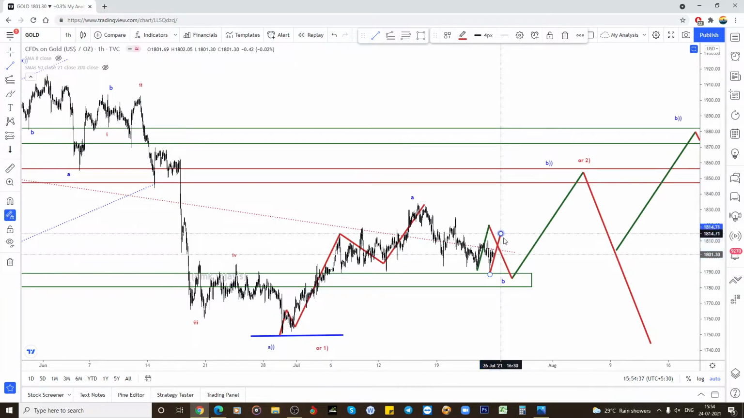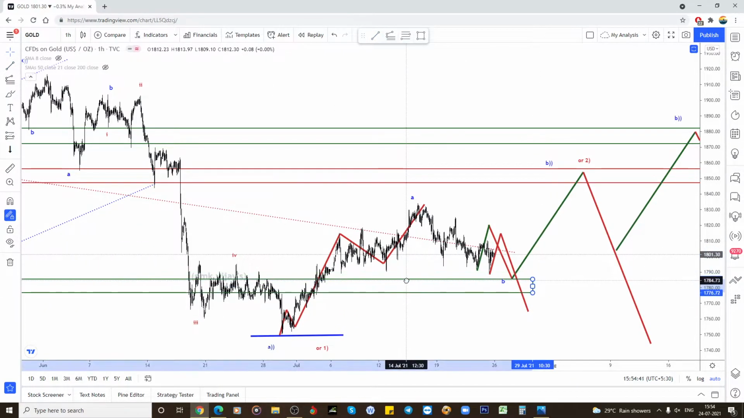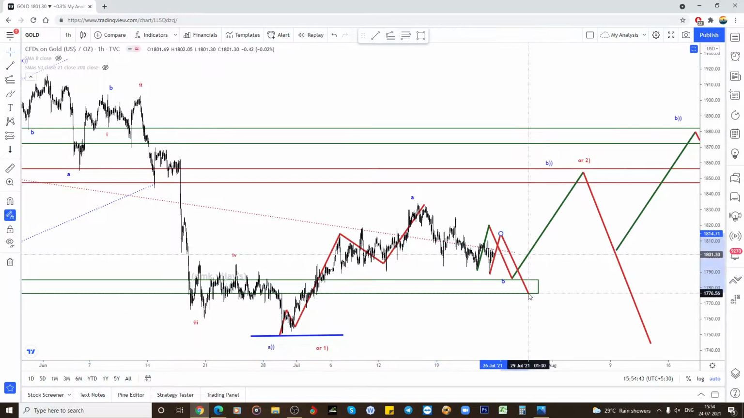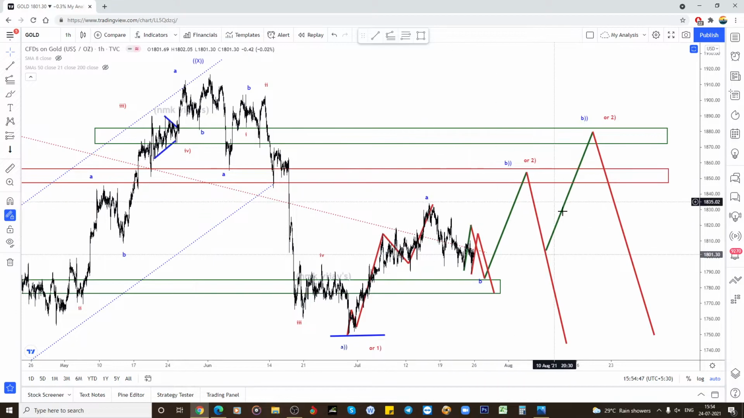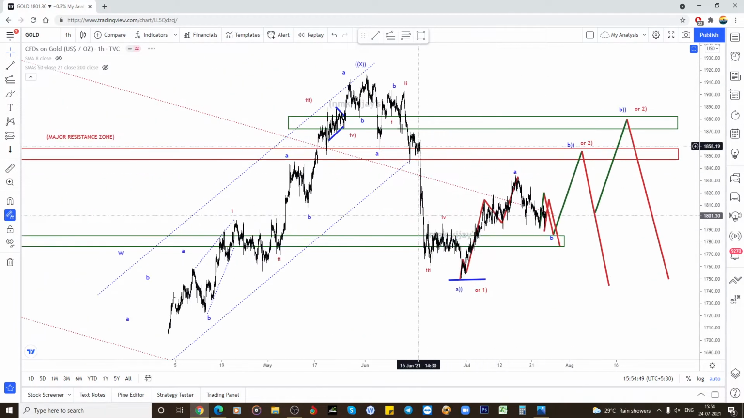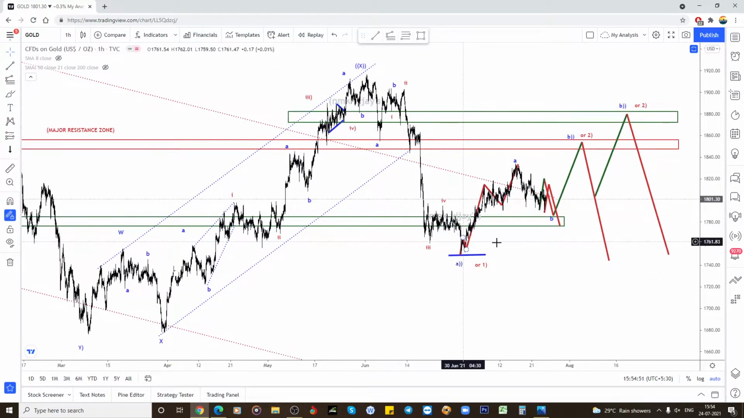It could do like this again also, this zone, and again it could bounce from here. So anyway, I'm not going to trade here, because this is an impulsive move beyond the corrective structure, and this is an impulsive move beyond the bigger corrective structure.